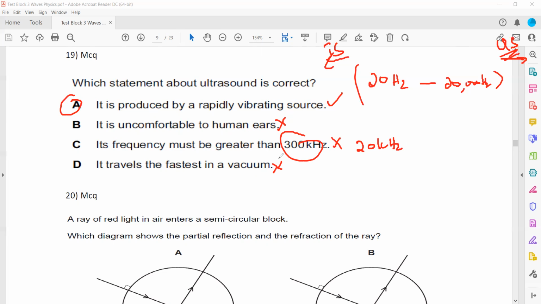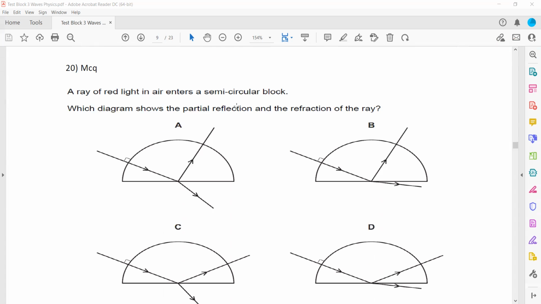The only difference is the number of vibrations. So A is the right answer: ultrasound is produced by a high or rapid vibration of the source.